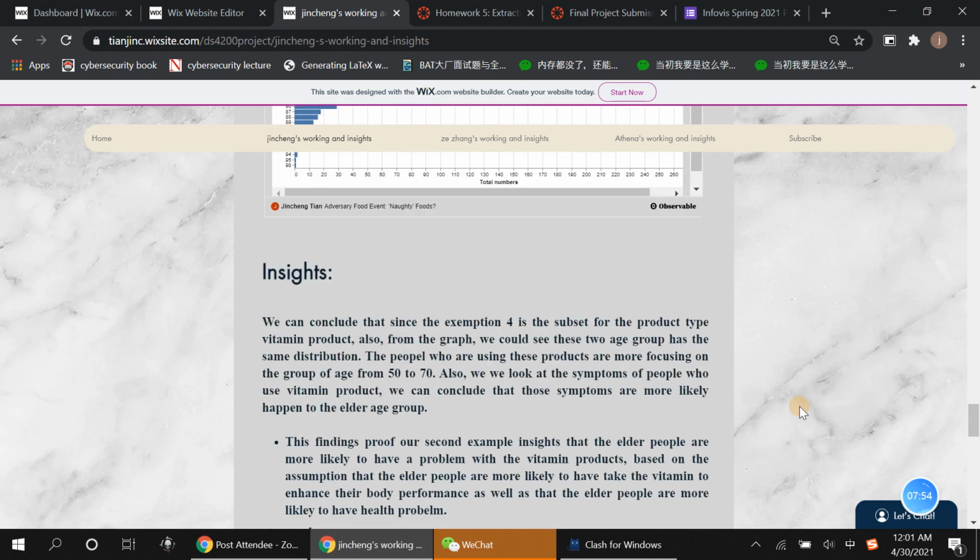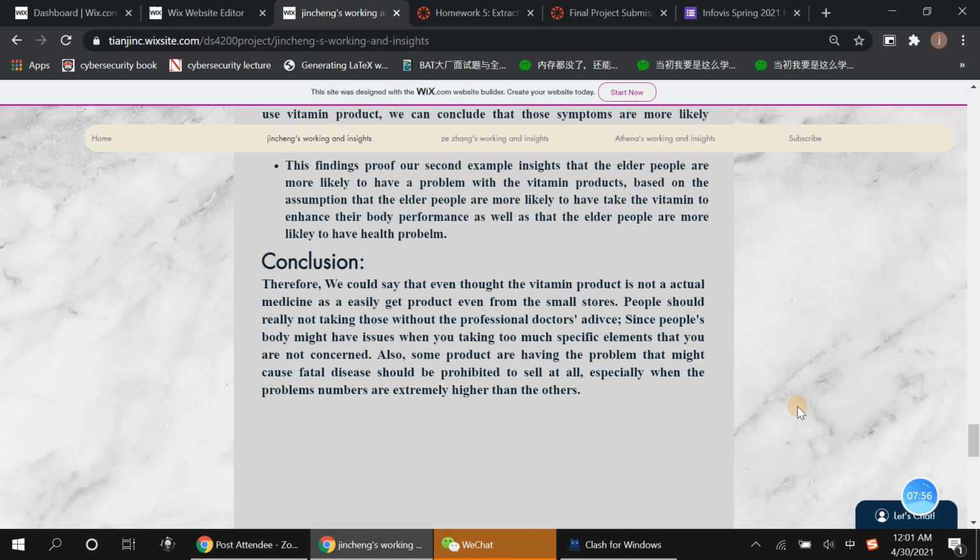And also, here's the conclusion. We could say that even though vitamin products are not actually medicine, as they can be easily obtained from small stores and small pharmacies, people should really not take them without a professional doctor's advice, since people's bodies might have issues when they take too much of specific elements or something like that.